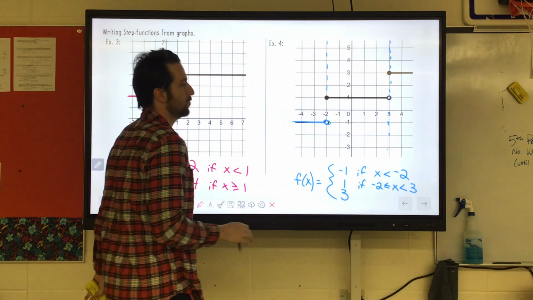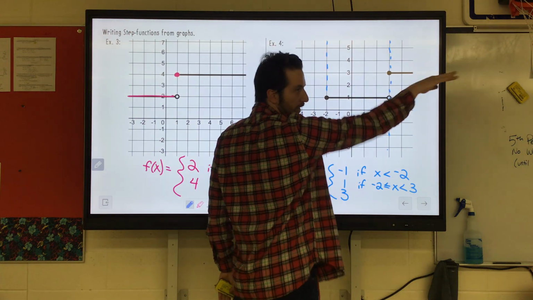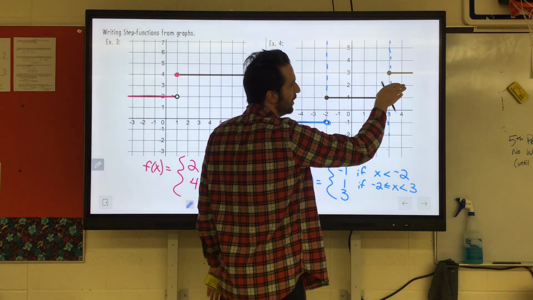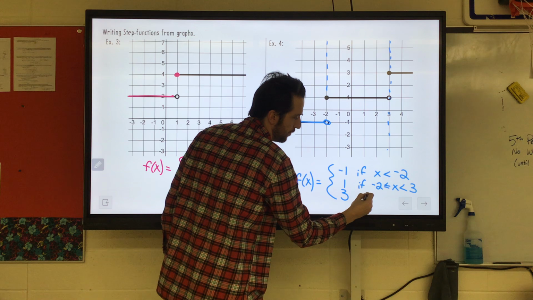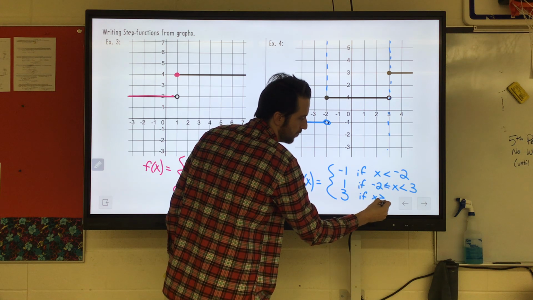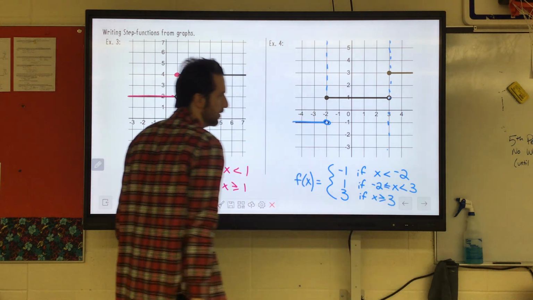And then the last one, once it gets to 3 and beyond, it's got a solid dot. So that would be if x is greater than or equal to 3.